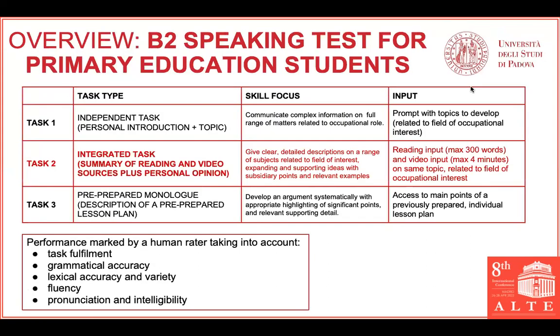The context is the Language Centre of the University of Padova, Italy's B2 speaking test for students attending a degree course in primary education. The speaking test is computer-based and requires students to record monologues in response to prompts. Our focus is on task 2 of the test, an integrated task comprising a reading and video source input on a topic within the student's field of educational interest. Test takers are asked to summarize the inputs and provide a personal opinion on the topic. Performances are evaluated by human raters, taking into account the elements you can see here.